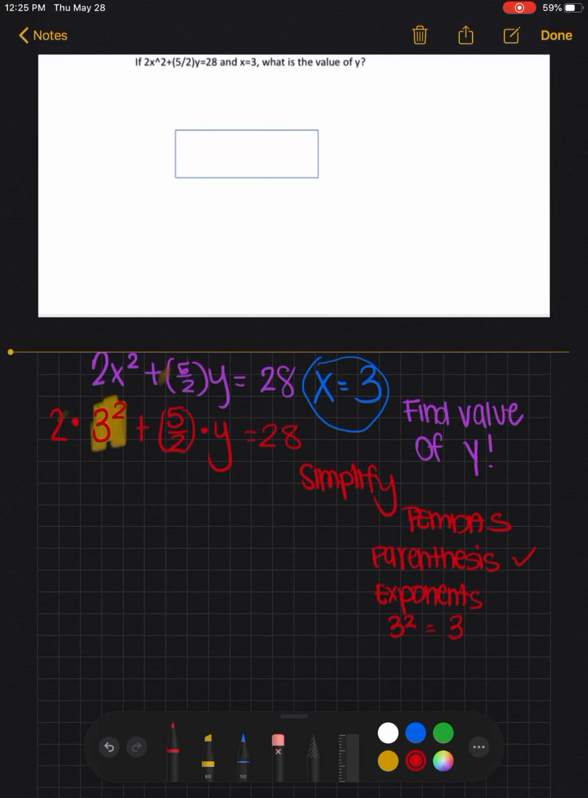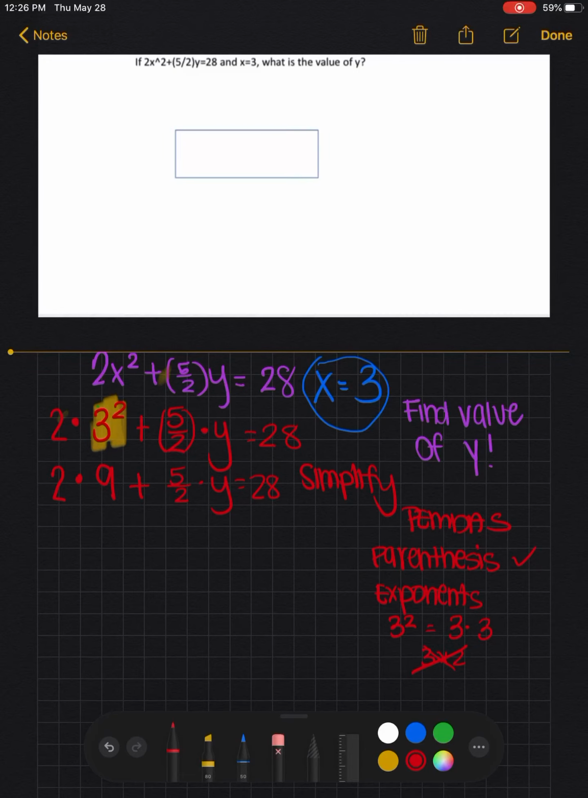So we're going to simplify that exponent. 3 squared is the same thing as saying 3 times 3. I'm multiplying the base, which is 3, by itself 2 times. It's not 3 times 2. A lot of people get that mixed up. 3 squared is the same thing as 3 times 3, and we all know 3 times 3 is 9. So I bring down my 2 times 9 plus 5 over 2 times y is equal to 28.